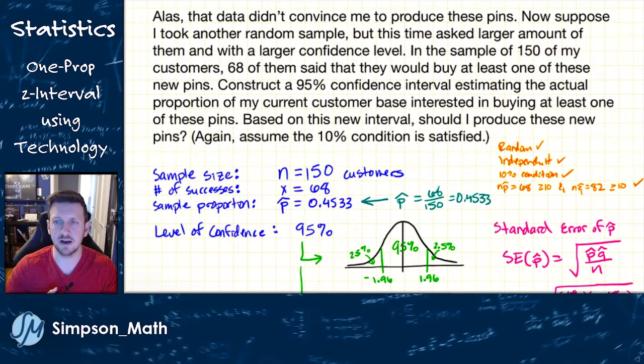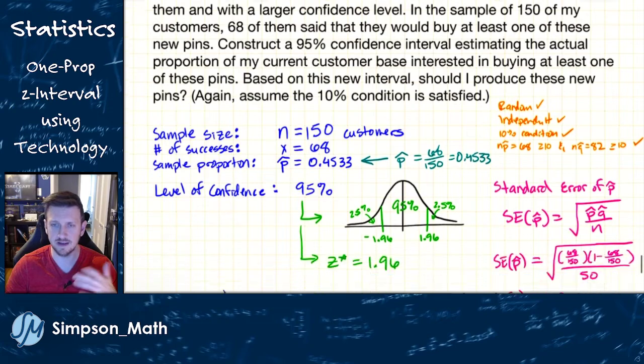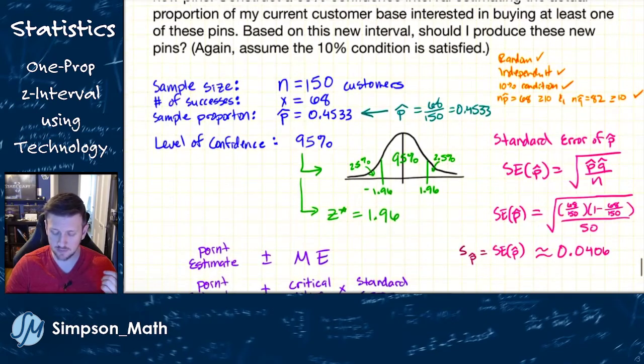So in the sample of 150 of my customers, 68 said that they would buy at least one of these. Notice I'm not giving you p hat in this case. So we're going to construct a 95% confidence interval, estimating this, and again, what should I do? So again, we're assuming the 10% condition. My sample size went up, so of course np and nq hat are going to be fine. So 150 for my n, my number of successes was 68.